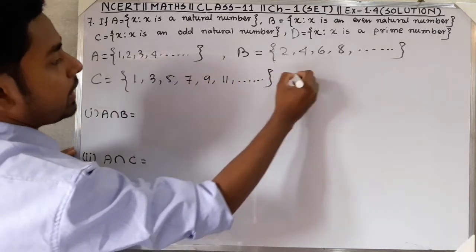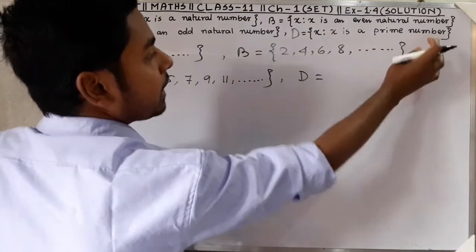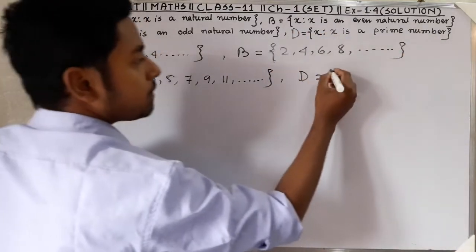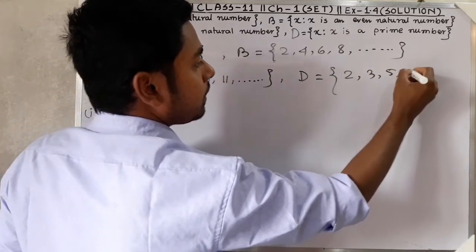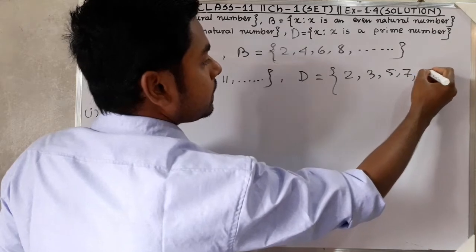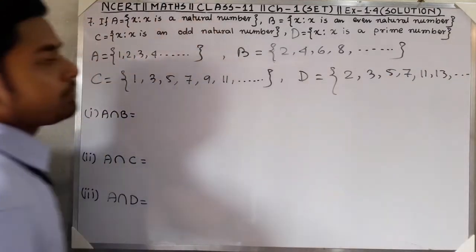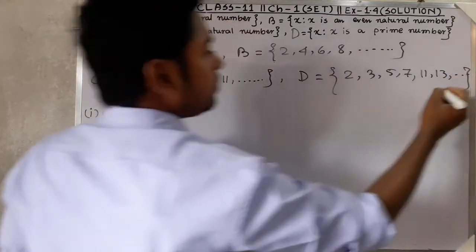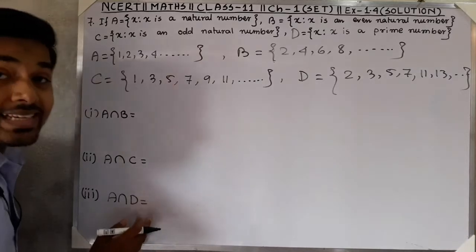These are the odd natural numbers. And D is equal to the set of x such that x is a prime number. That means 2, 3, 5, 7, 11, 13 and like this. So we have made four sets. Now from these four sets we have to find out these answers.